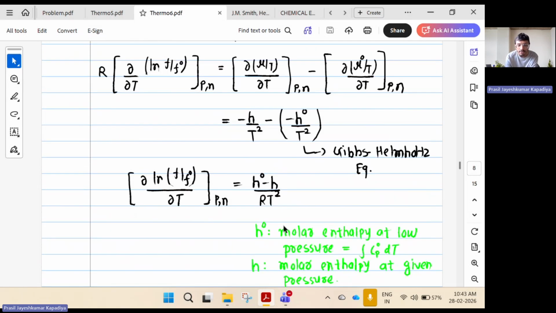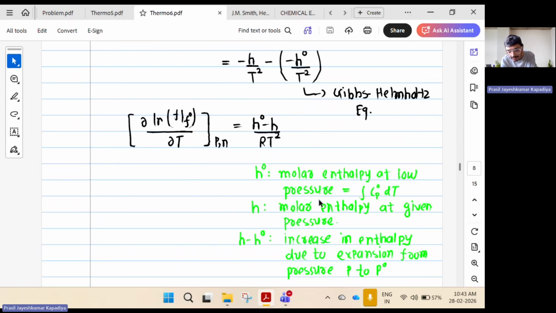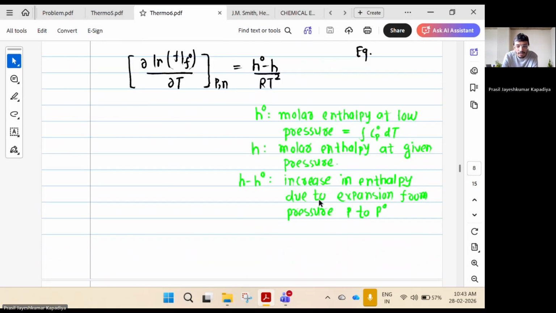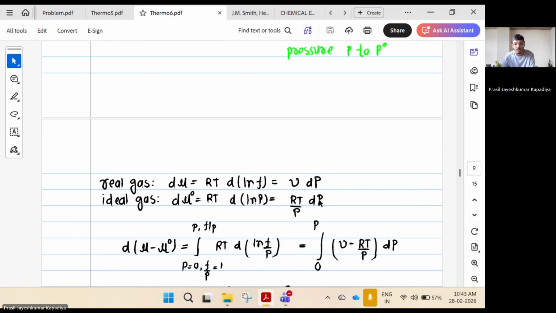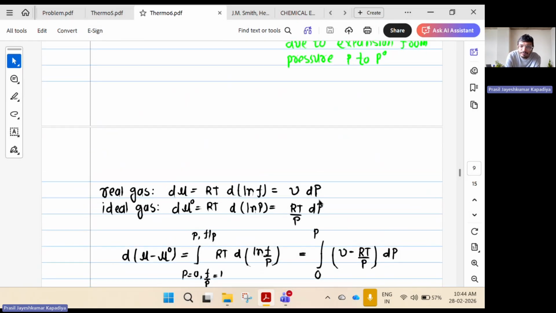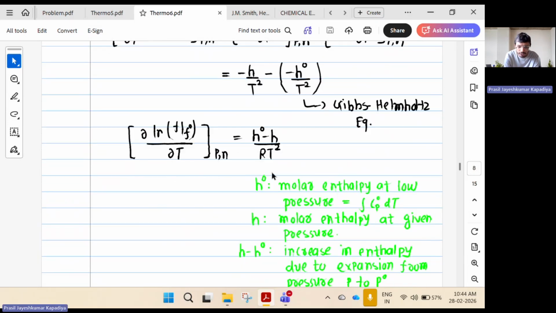So we will be left with the equation as del of ln F by F0 by del T at constant P, n will be equal to h0 minus h divided by RT square, where h0 is my molar enthalpy at low pressure or ideal gas condition. Basically that is nothing but integration of Cp0 dT, and h is my molar enthalpy at interest pressures. Okay, so what is my h minus h0? Increase in enthalpy due to expansion from pressure P0 to P. Okay, so this is the effect of temperature.